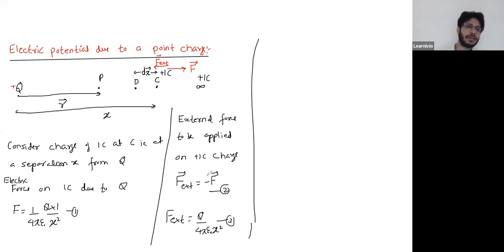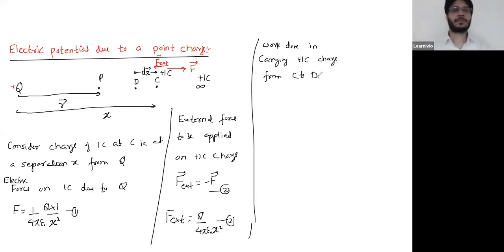Then we need work done in carrying this charge from C to D. Tuba, what should be the expression of work done in carrying this charge of 1 coulomb from C to D? Yes, Tuba. Work will be simply the dot product of external force dot dx.